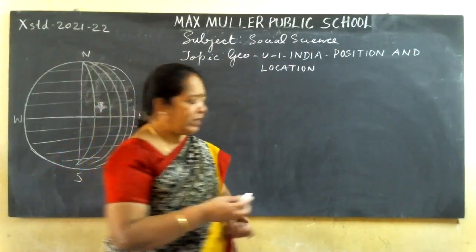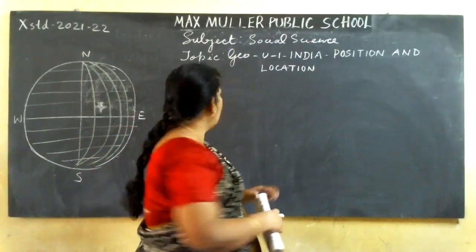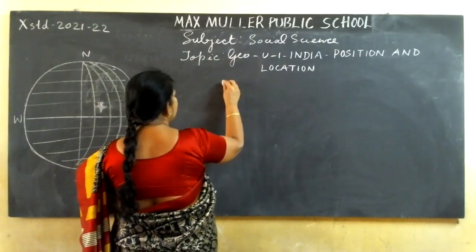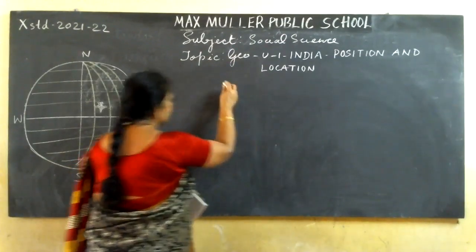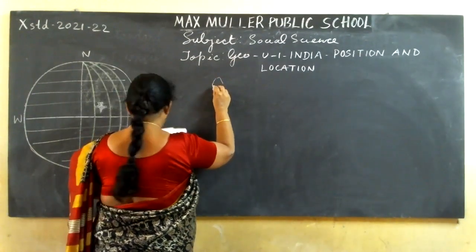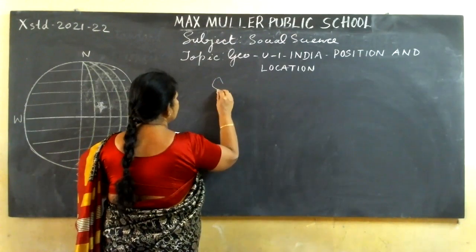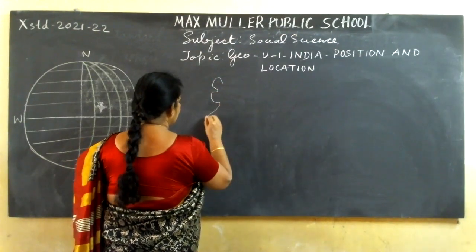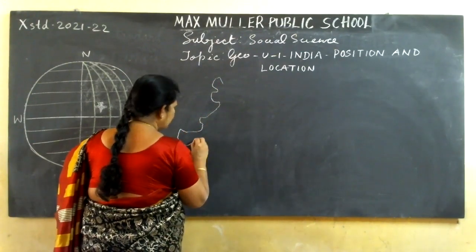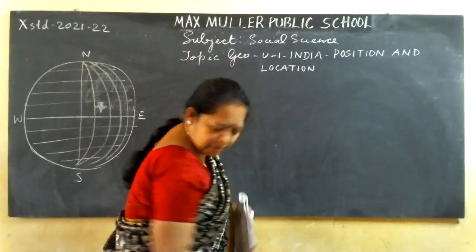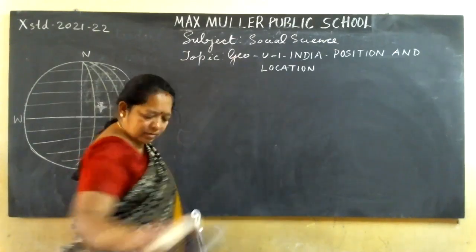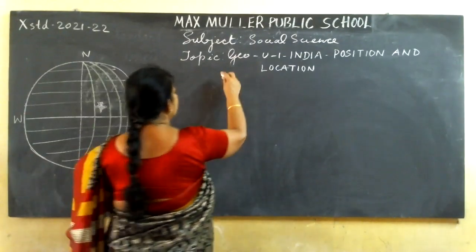So first, let me draw the India map. Now, a very small one I am going to draw, children. See how I am drawing.